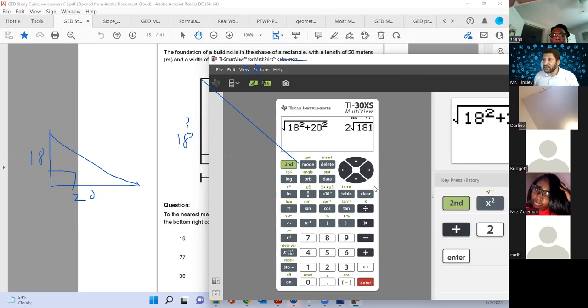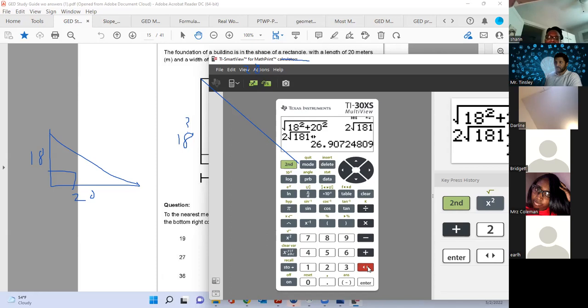Oh my God, Mr. Tinsley, that's not one of my multiple choice. It says 19, 27, 36. It doesn't say 2 square root of 181. How do I change that to a decimal? You hit these double arrows right here. Boop. If I round that off to the nearest whole number, what's my answer? 27. You're done. 15 to 30 seconds.